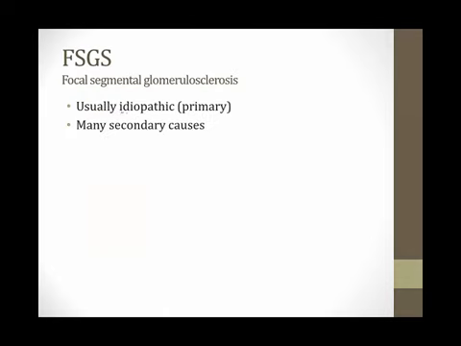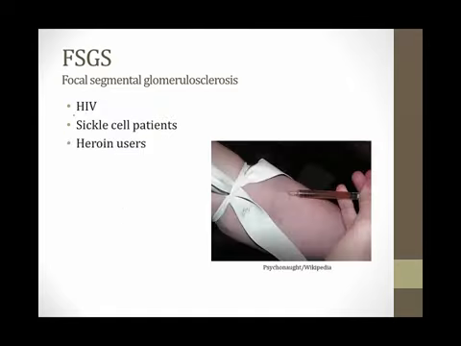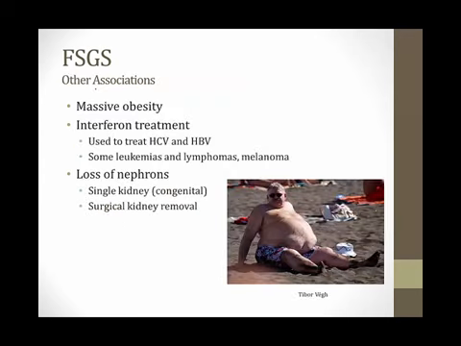Usually FSGS is an idiopathic or primary disorder. However, there are many secondary causes that you need to know for step 1, so let's review those now. FSGS can occur in patients with HIV, sickle cell anemia. It can also be seen among patients who use heroin. FSGS is also associated with massive obesity. It can also be seen in patients receiving interferon treatment. Interferon is used to treat chronic hepatitis C and hepatitis B viral infections. Interferon is also used to treat some leukemias and lymphomas and sometimes to treat melanoma.